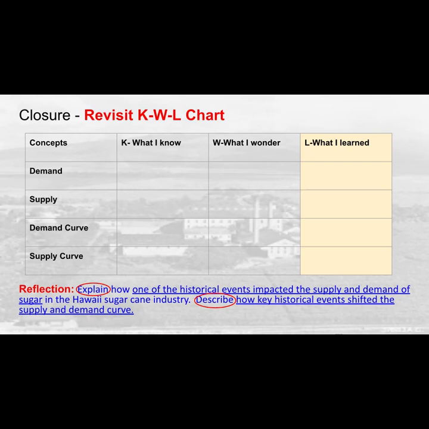And then to bring closure to the lesson, students will complete a short, constructed written response explaining how one of the historical events impacted the supply and demand of sugar in the Hawaii sugarcane industry, as well as describe how key historical events shifted the supply and demand curve.